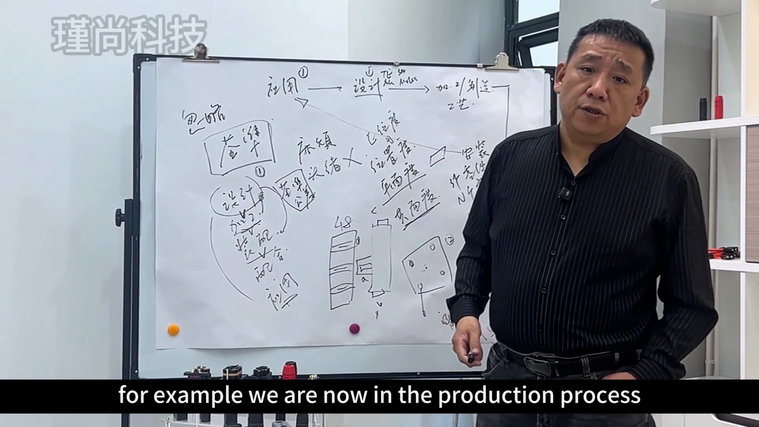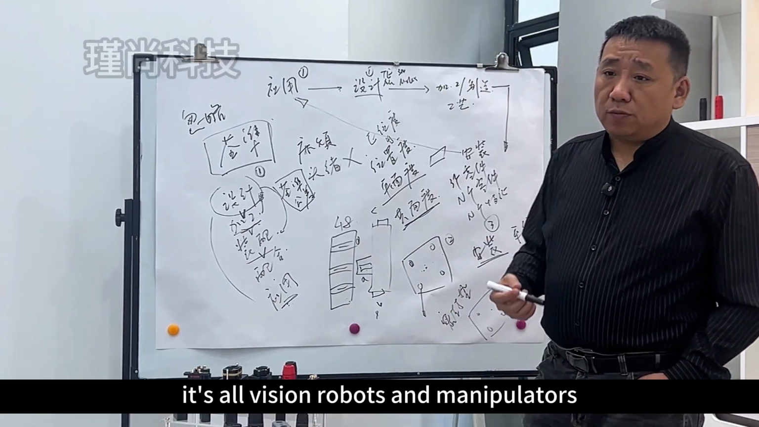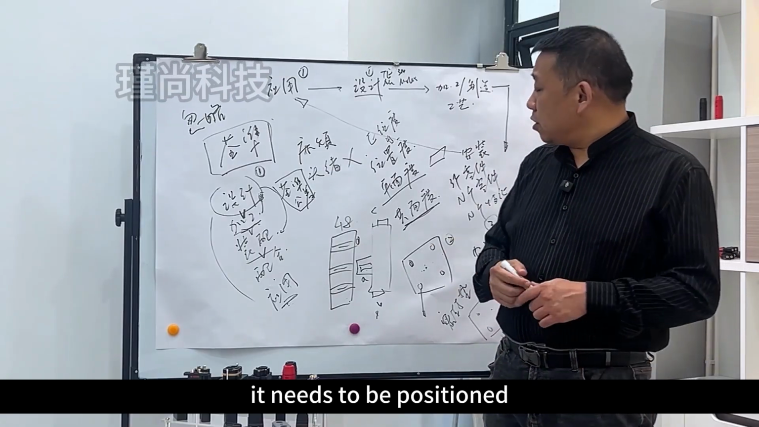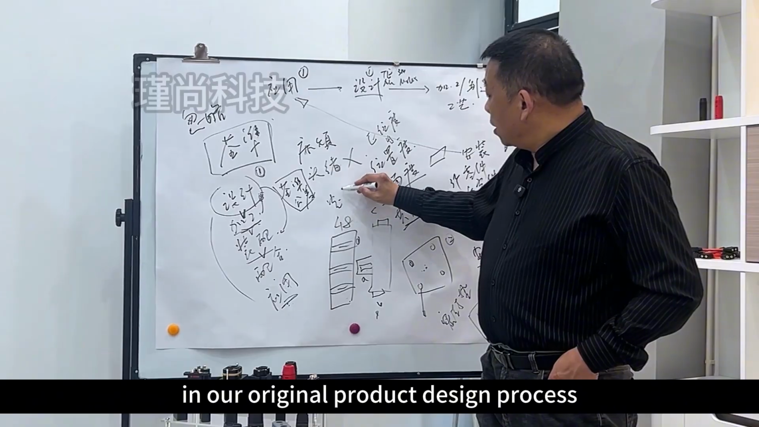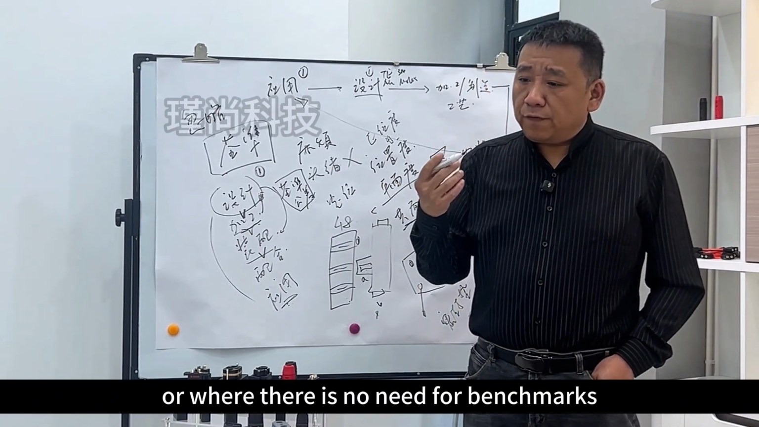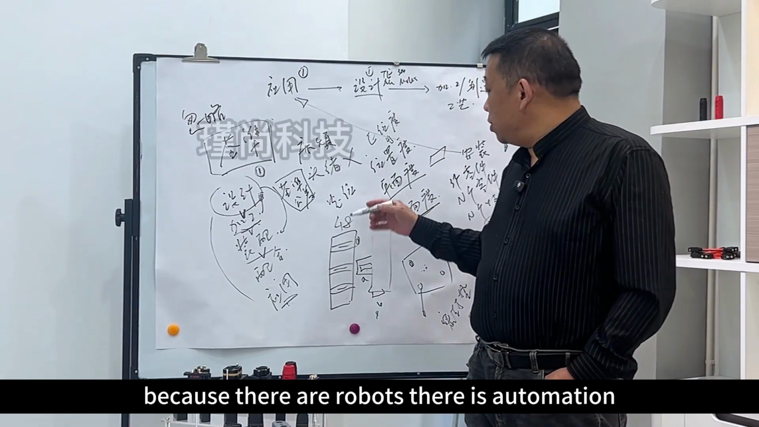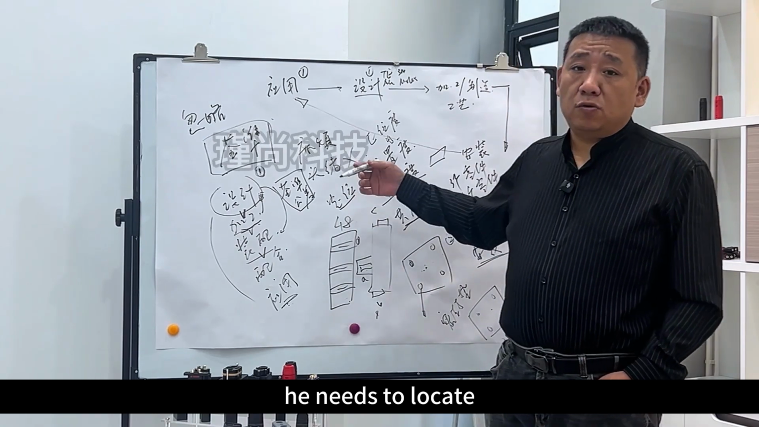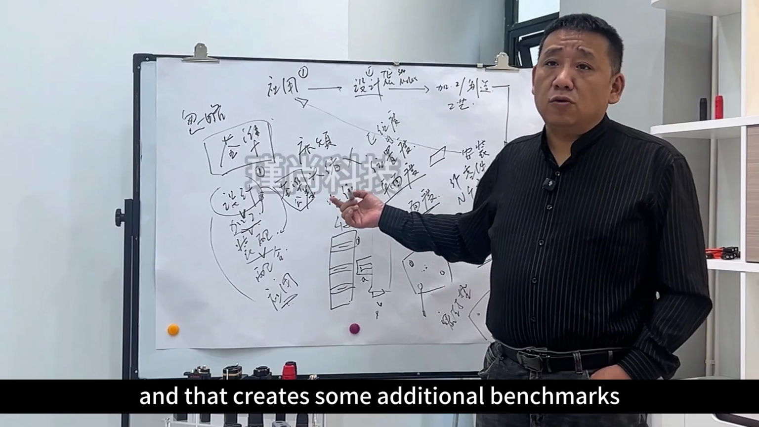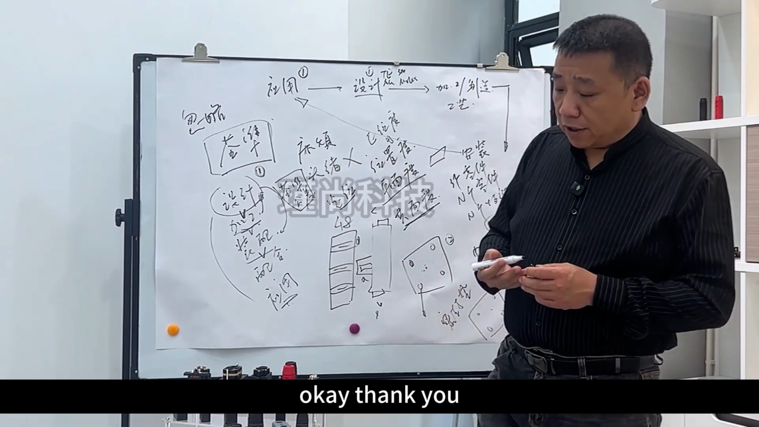For example, in our production process now, it's all vision robots and manipulators. The robot and the manipulator need to position. Very likely, in our original product design process, we thought it uncritical, or that there was no need for benchmarks. But because there are robots and automation, they need to locate and need to benchmark. That creates some additional benchmarks at this point in time. That's another story. Okay, thank you.